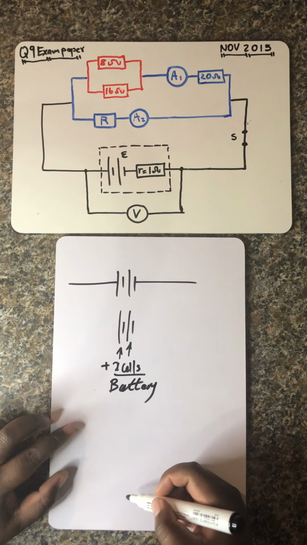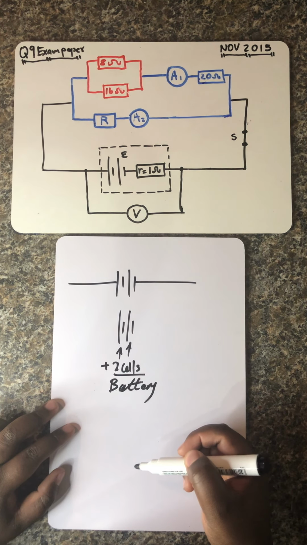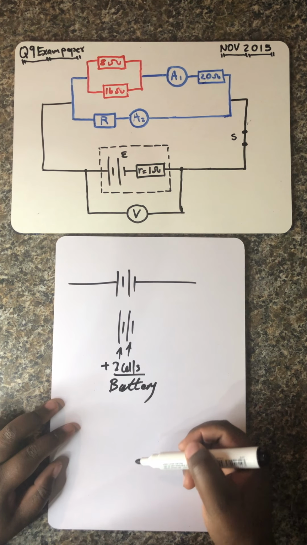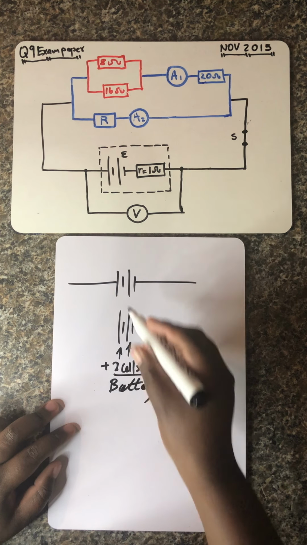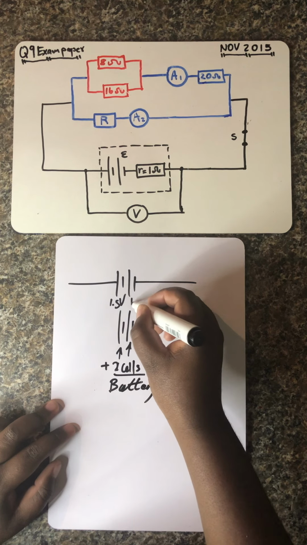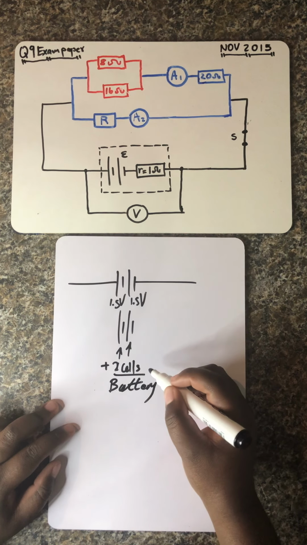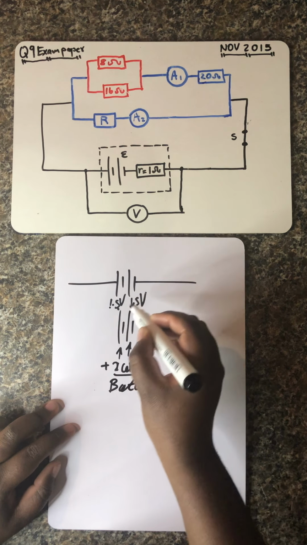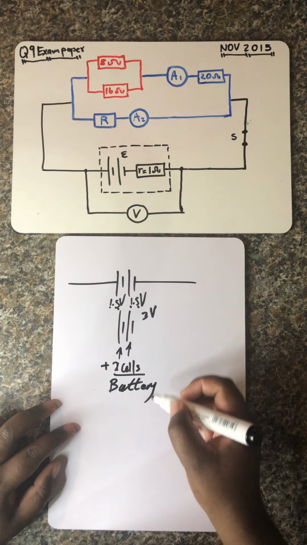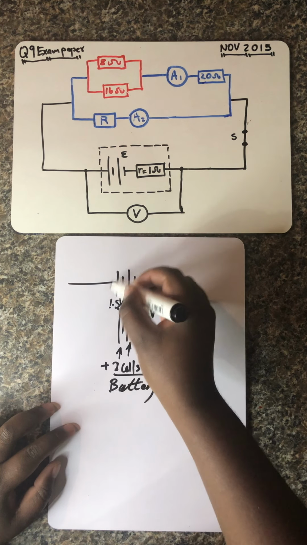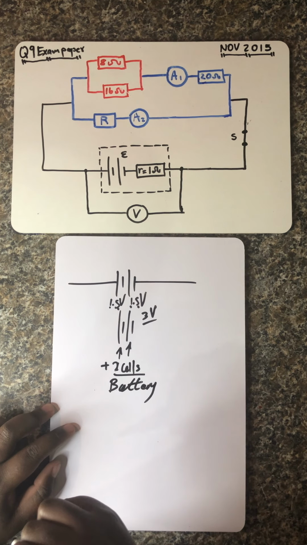Now, ladies and gentlemen, within a battery, you might have an internal resistance. Let's say, for instance, the voltage of each cell was 1.5 volts. Now, because we talk of a battery, which is the combination of those two cells, we've got 1.5 plus 1.5, which equals 3 volts. So the combination of those two cells, which forms a battery, has 3 volts.